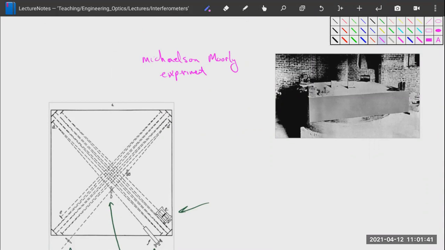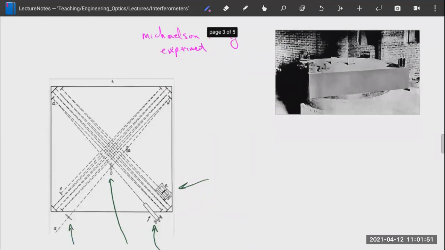You see the actual setup here. This was done in the basement of a building, and it had to be done at night because it was actually set up right next to a busy roadway. This was done in Cleveland, actually.